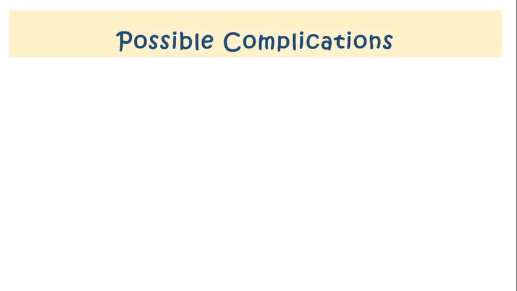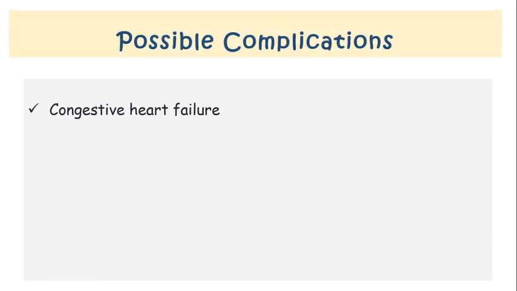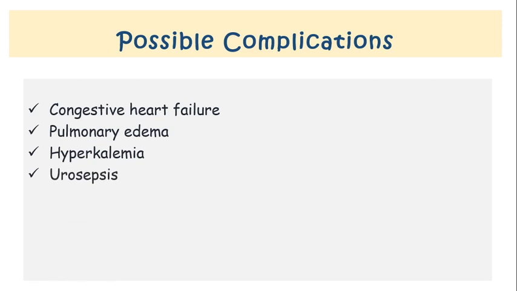So what are the complications of glomerulonephritis? One thing is congestive cardiac failure, pulmonary edema, hyperkalemia, that is electrolyte imbalances. Hyperkalemia is when there's excess potassium, because the kidneys become unable to regulate the potassium excretion.